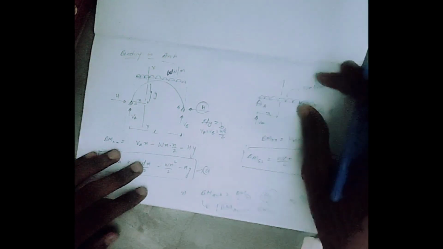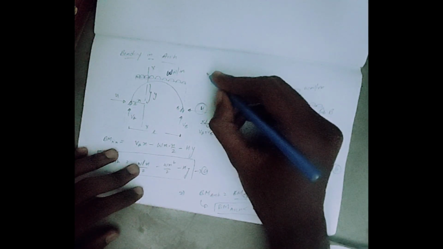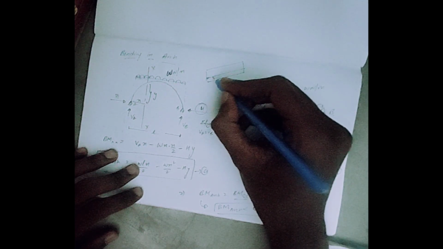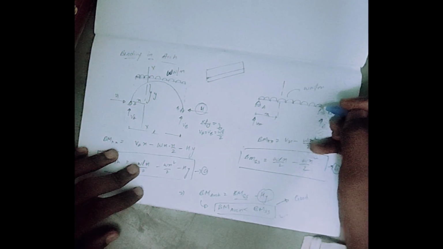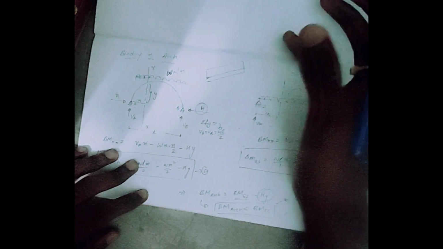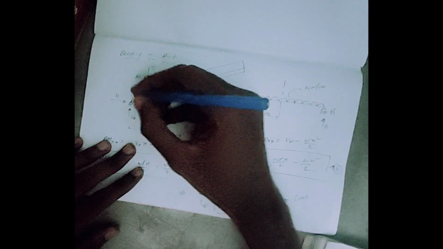From olden days, major structures were constructed in the shape of arches only, because they didn't know about reinforcement and everything. In a simply supported beam, a tension force will be developed. So to minimize the tension force, they created a curved structure, so that they can get a compressive force and balance this and get a good structure.